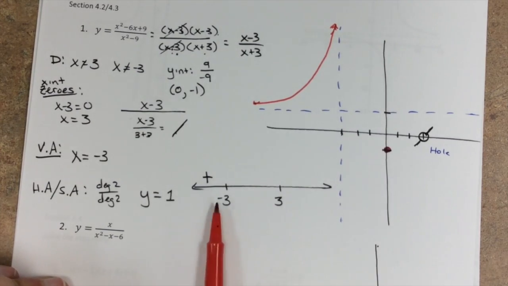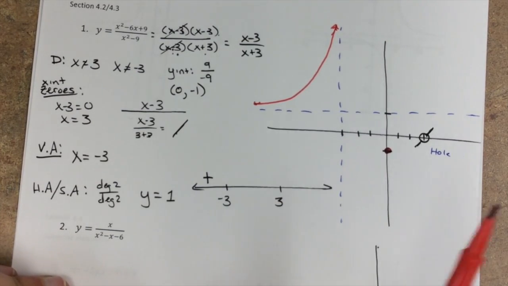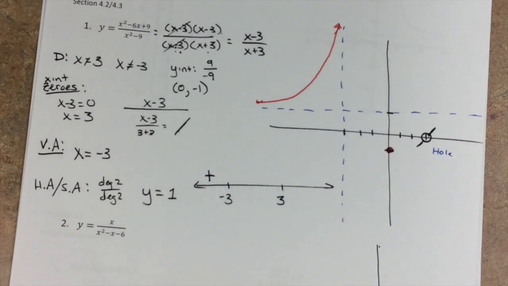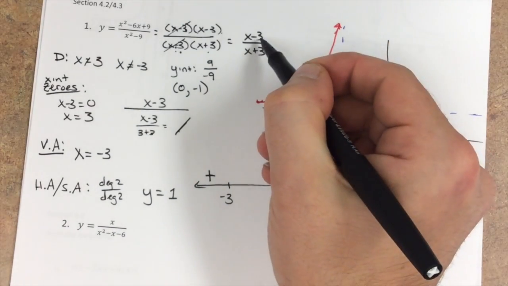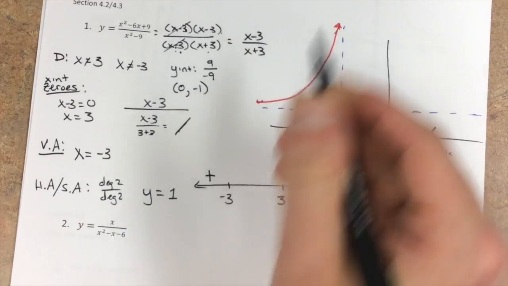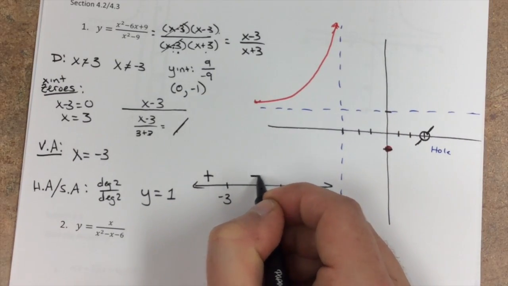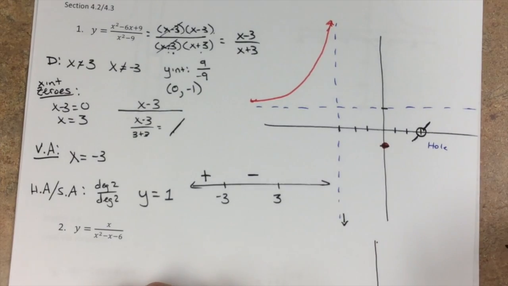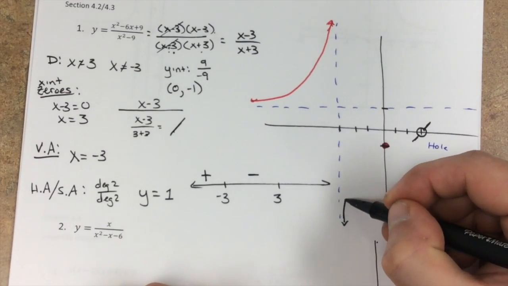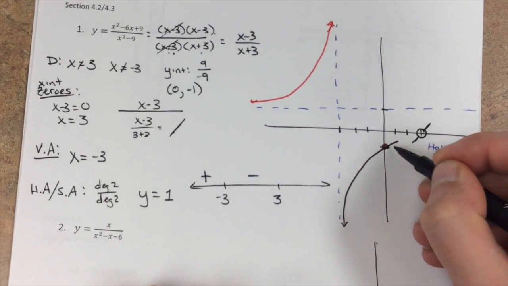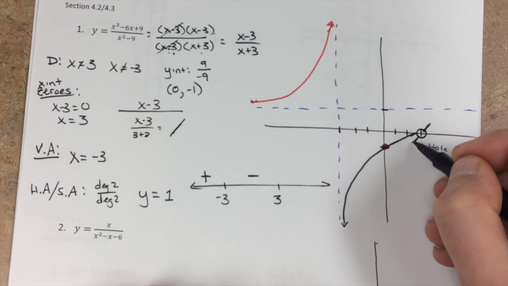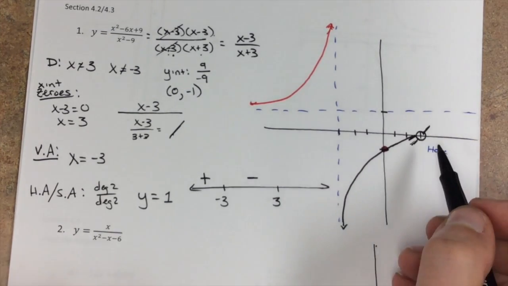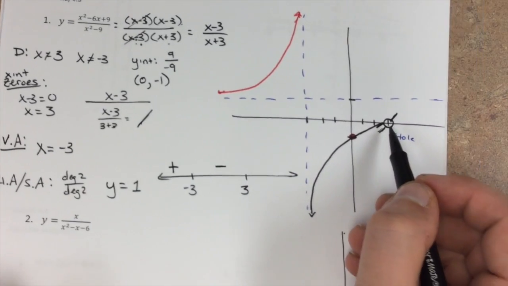How about between negative 3 and 3? Well, I noticed that 0 I can plug in. So let's plug in 0. I get negative 3 over 3. That's negative. So that means here I'm going down and I'm coming up. I go through my 0 and I'm going up to 3. So that kind of gives me my point. Then I reach my hole at 3.